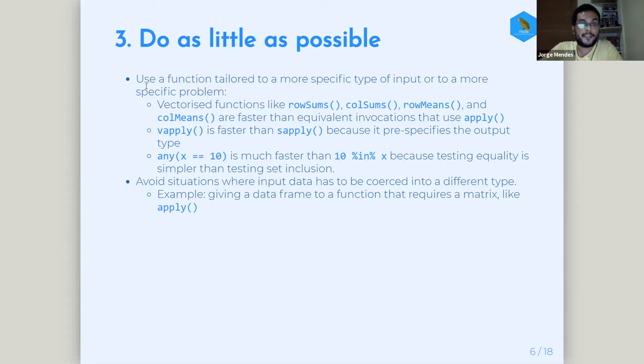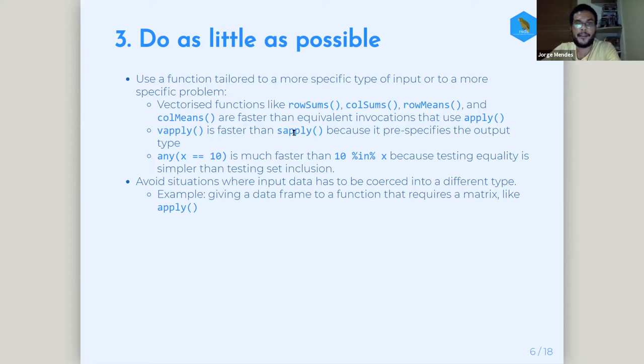But okay, so use a function tailored to your case. He talks about looking for a specific function that is more useful, something like rowSums or colSums, rather than using apply. There are vectorized functions made for this, because apply is made to be generalized, and these functions are made to be fast.